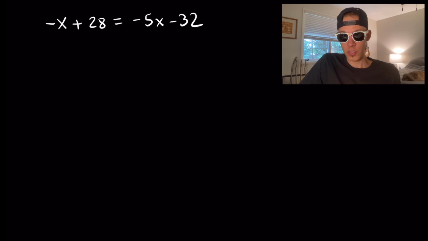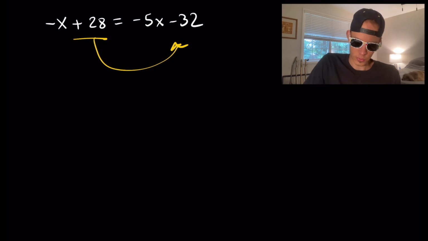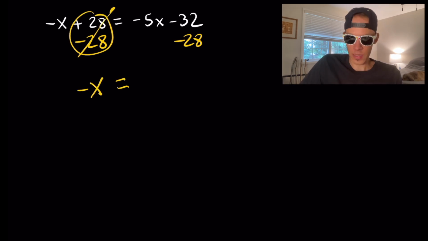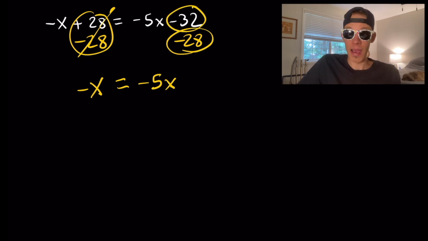Same thing here again, just be careful with your signs. So I'm going to move this positive 28 over to the left side by subtracting 28 from both sides. So these will cancel, and I'll just have negative x on the left side of the equal sign, and then minus 5x and minus 32 and minus 28 is going to give us minus 60.